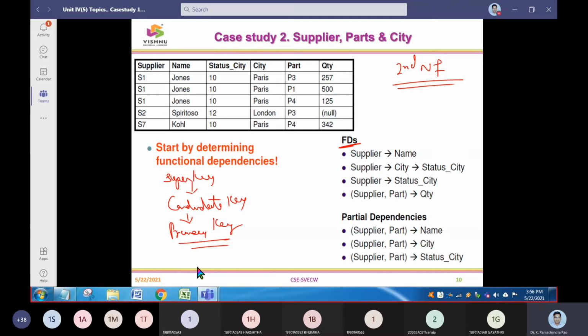So now, in second normal form, we look at the functional dependencies.